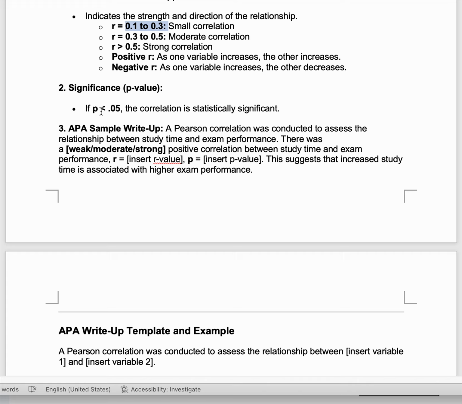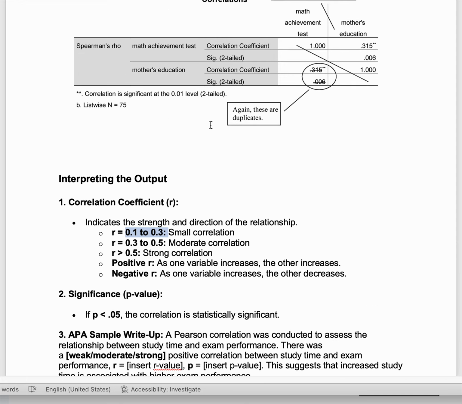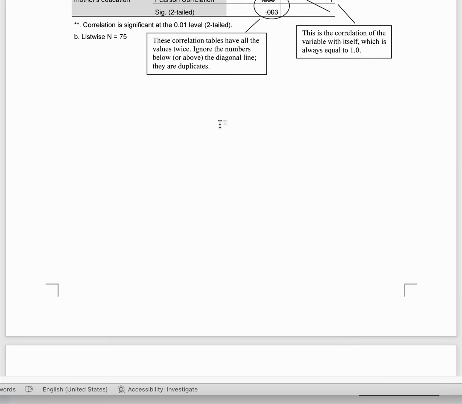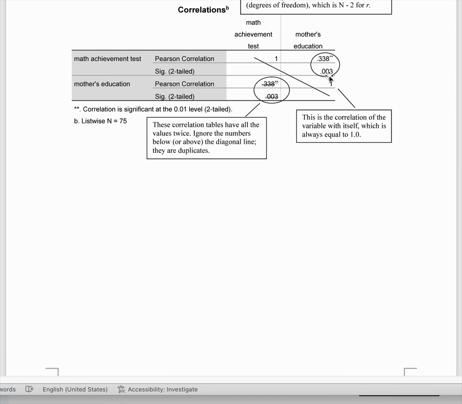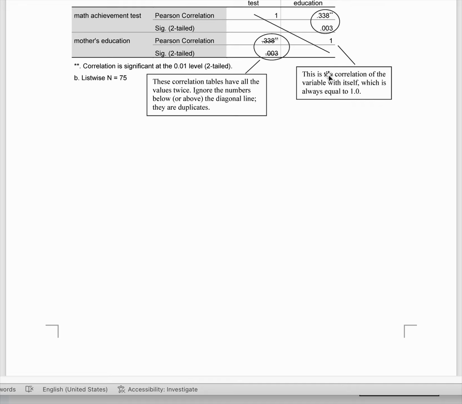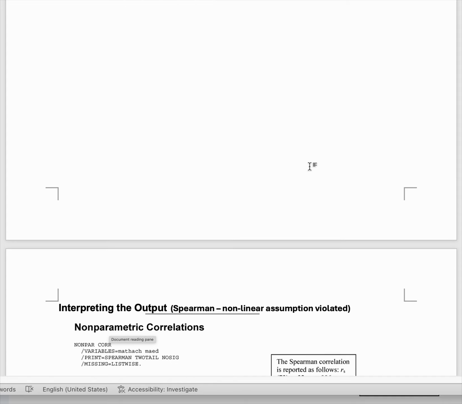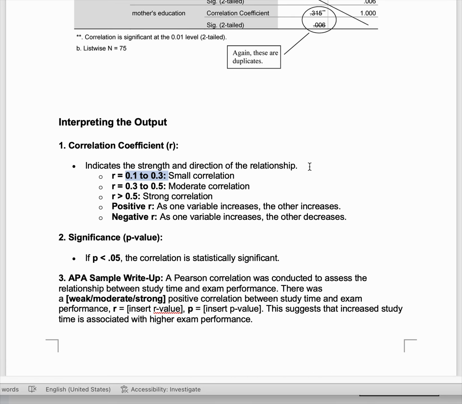If my p-value is less than 0.05, the correlation is statistically significant. So even though you found a moderate correlation, that p-value being less than 0.05 means that it's significant. So don't get caught up in the fallacy that only strong relationships matter. Something that is moderate can still be statistically significant.